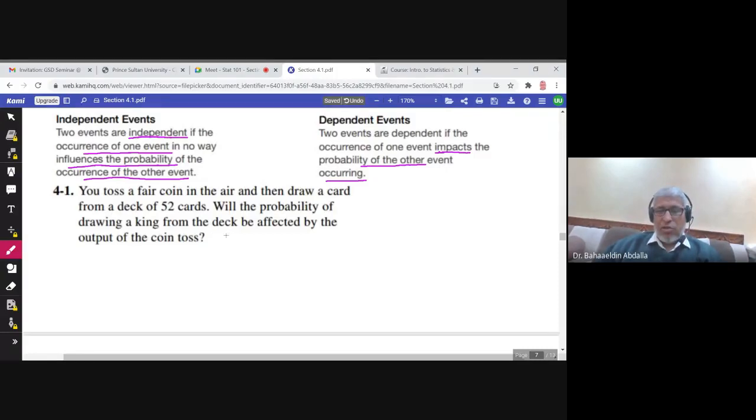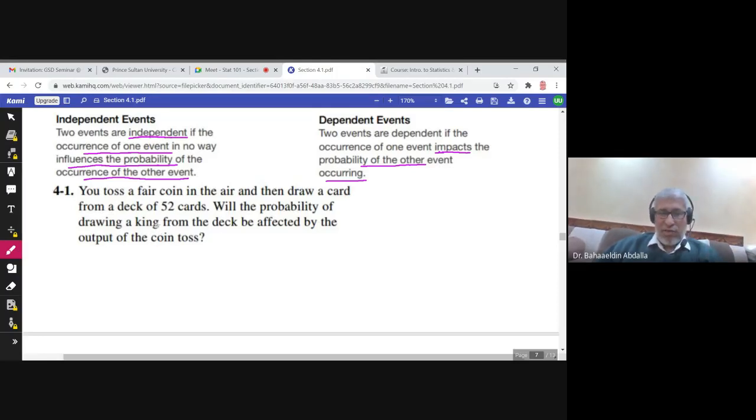So we cannot discuss, for example, whether two mutually exclusive events are dependent or independent. This is one definition and this is another definition. Two mutually exclusive events could be dependent or could be independent. We will see that later, okay? Let us solve this exercise.